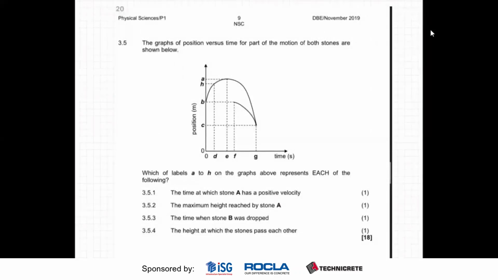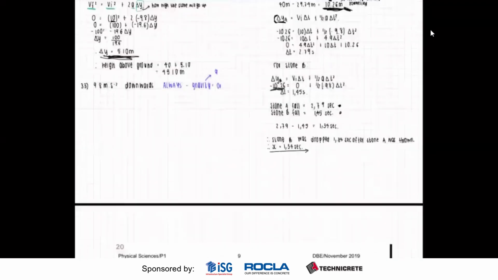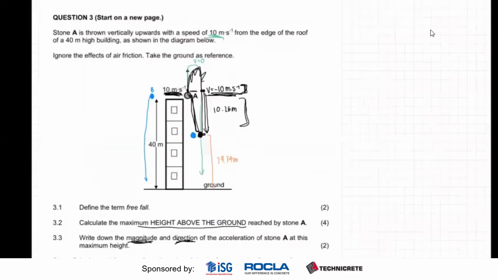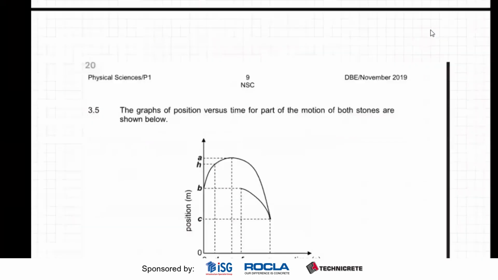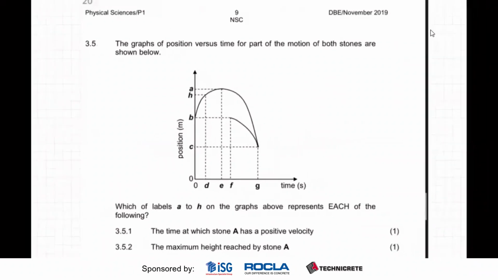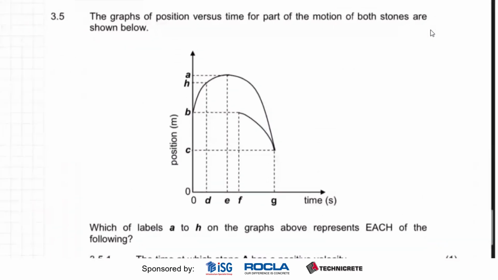Hello everyone, this is the second part of question 3 of the DBE November 2019 Physics Paper 1. For this question, it's a continuation of the previous question where we had two stones being thrown off a building at different times. We are given the position versus time graph for the motion of both of the stones. On this graph, on the y-axis we have the position in meters, and on the x-axis we have the time in seconds.